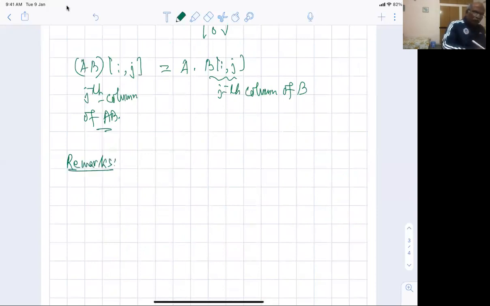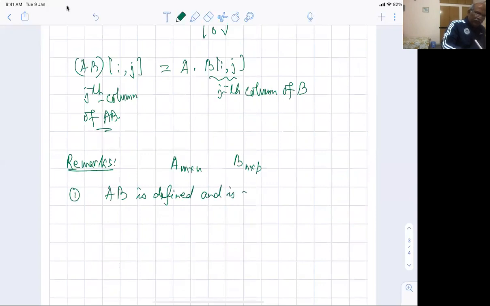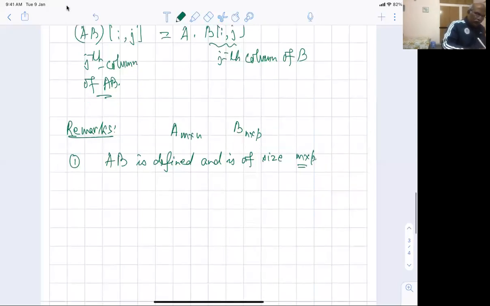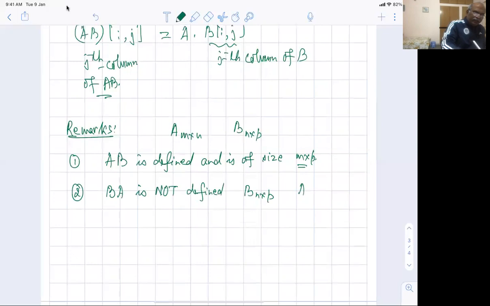Fine. So I had the matrix A as M cross N, B was N cross P. Then we see that AB is defined and is of size M cross P. Second, B times A is not defined. Why not defined? Because B is of size N cross P, A is of size M cross N. So these two are not equal. P is not equal to M. All right, not defined if P is not equal to M.